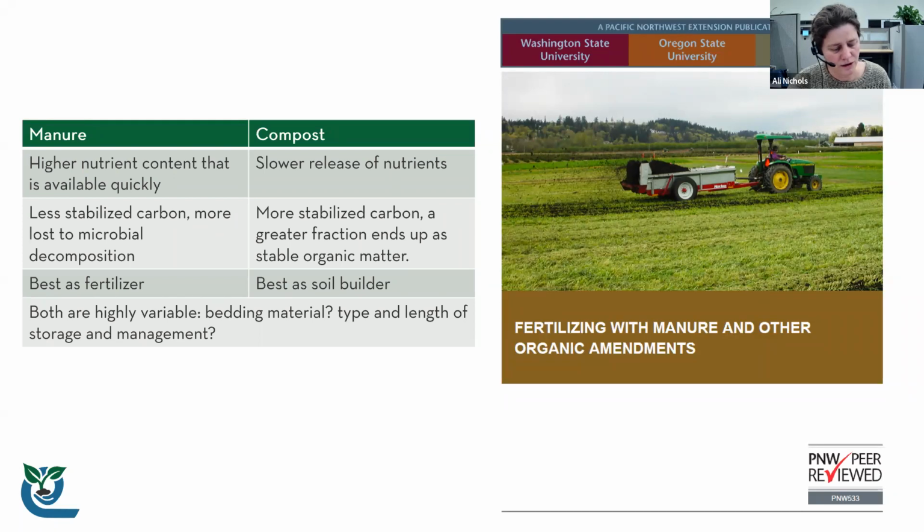Also, they note that the carbon in manures tends to be less stable, and much is lost during the process of decomposition by soil microbes in your field. Whereas the carbon that you're adding in the form of compost has already been worked upon by soil microbes, and so it's more likely to end up in your soil pools of more stable organic matter. So generally, we think of manure more as a fertilizer and compost more as a soil builder, with those more long-term benefits to soil health and nutrient supply.